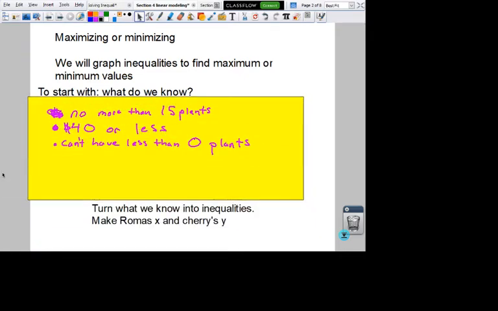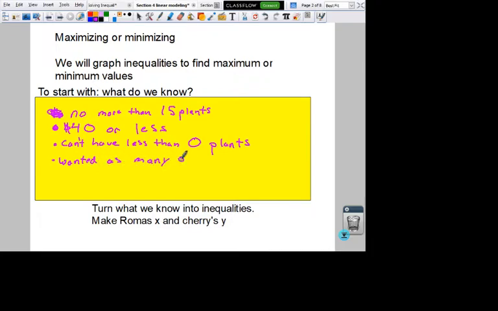What was the whole point of this kind of story problem? What did we want to do with it? We wanted the most pounds of tomatoes, right? We want as many pounds of tomatoes as possible. So we're actually going to be maximizing, because we're going to find the maximum amount of tomatoes we can get based off of these situations.